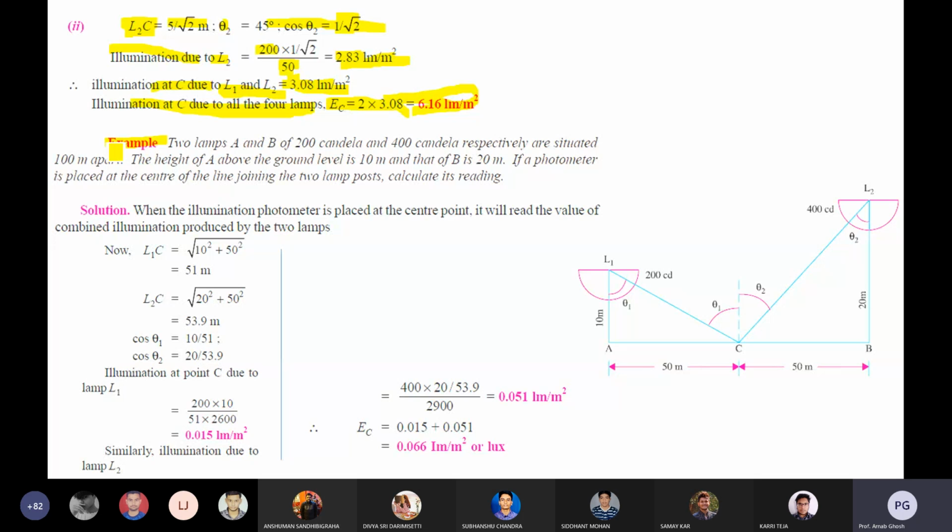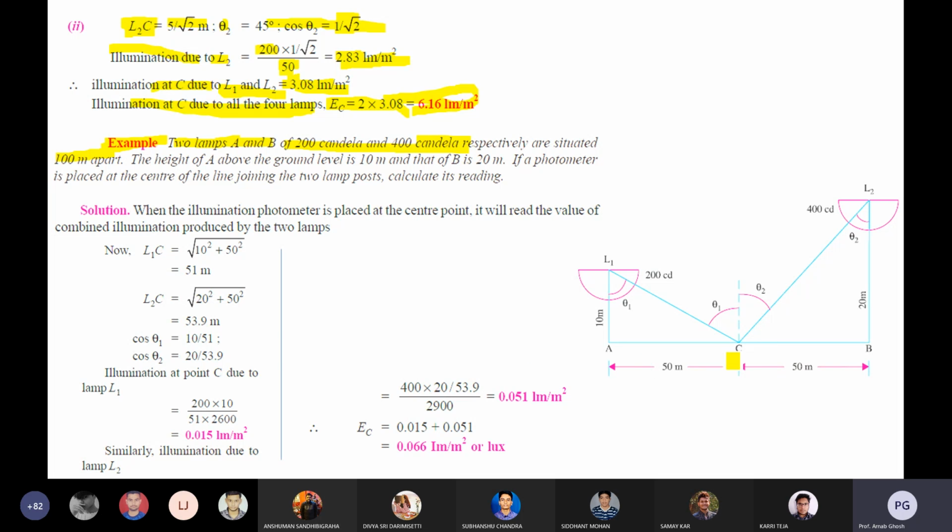So now we can go for another example. Two lamps are there, A and B, of 200 candela and 400 candela, meaning candle power, respectively, situated 100 meters apart.